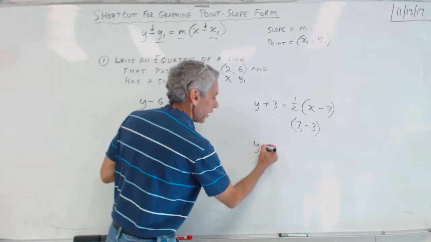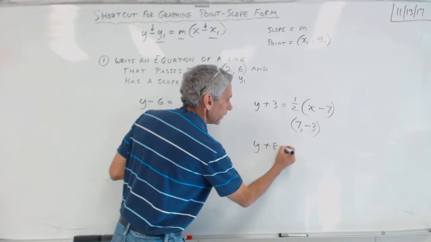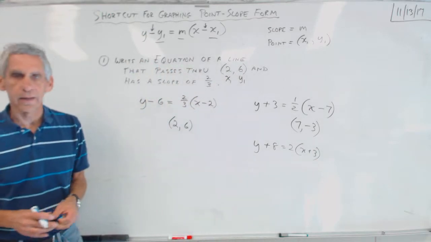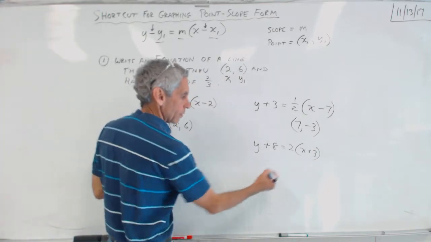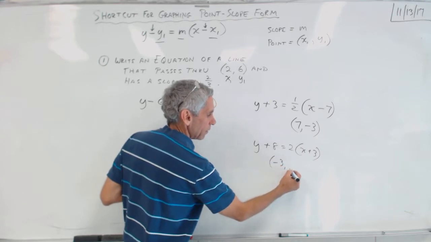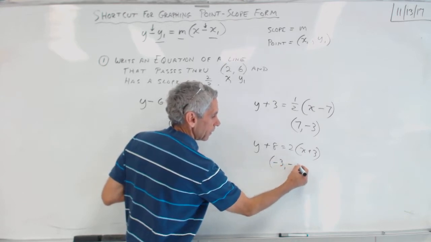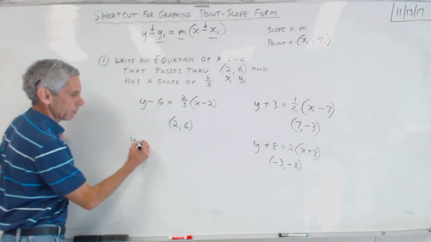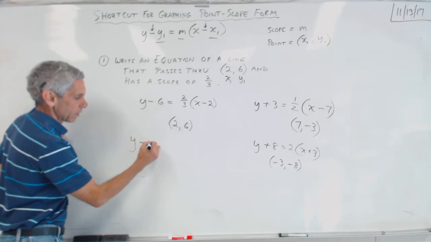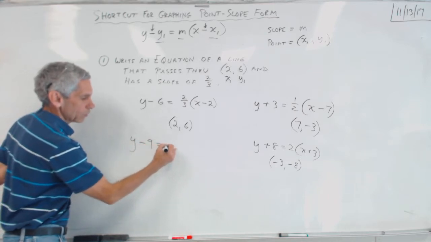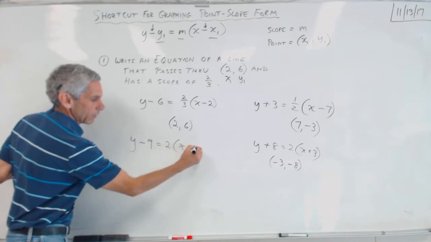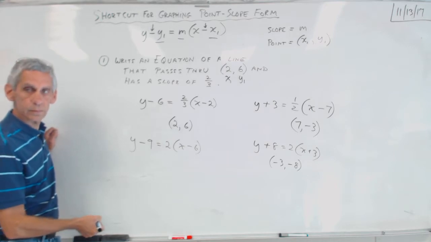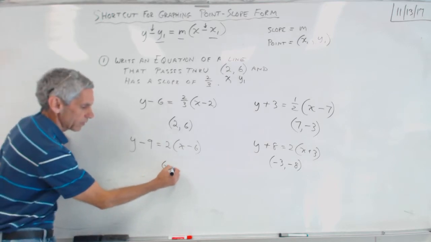Let's try another one. Y plus 8 is equal to 2 times x plus 3. Okay, Dan. It would be negative 3, comma, negative 8. Is that what you said? Okay. All right, Jaden. X minus 9 equals 2 times x minus 6. 6, comma, 9. Yes, it would be 6, comma 9.